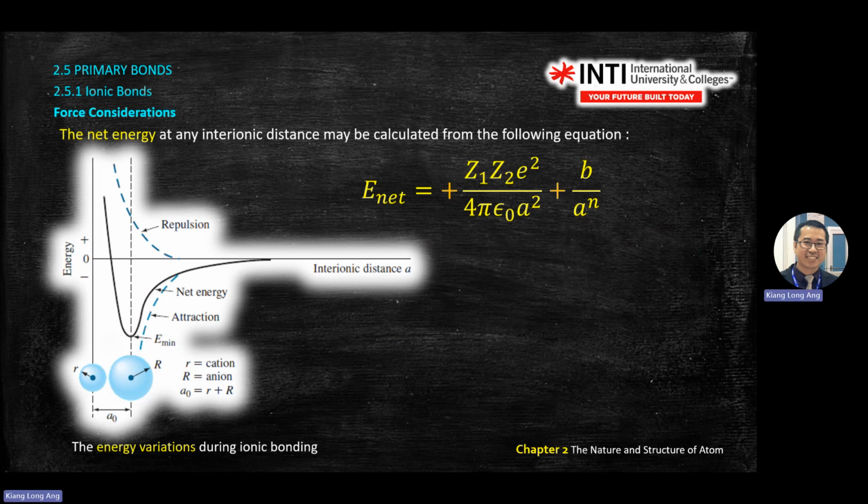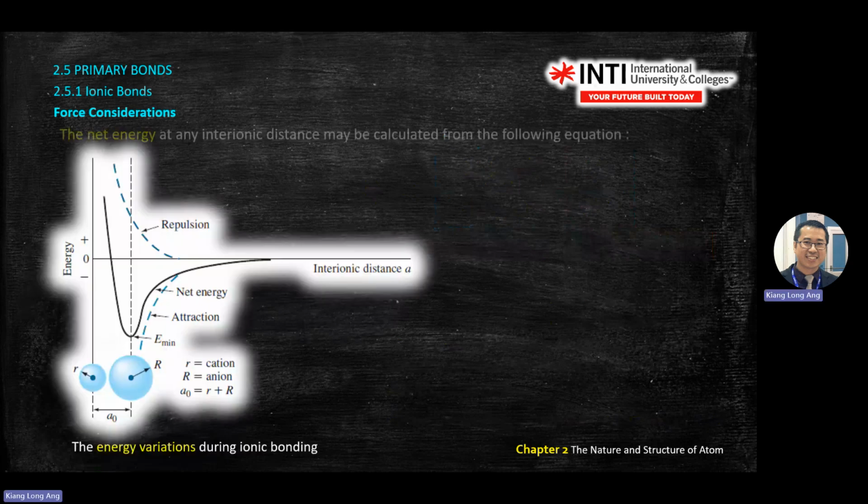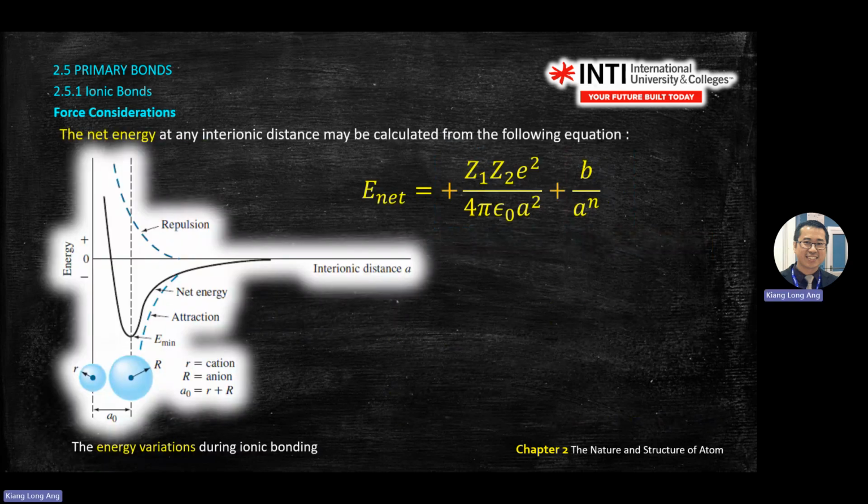So you have another equation with this energy. E net equals positive something plus something. The front one is the same form. Only the sign on the back one is different. What is different is the sign. For force, the front is negative and the back is also negative. The force equation is negative, negative. But for energy, you get positive, positive signs. Don't confuse between these two signs.